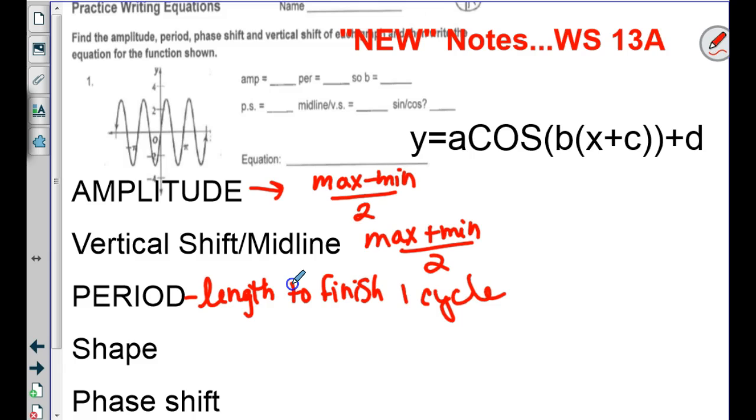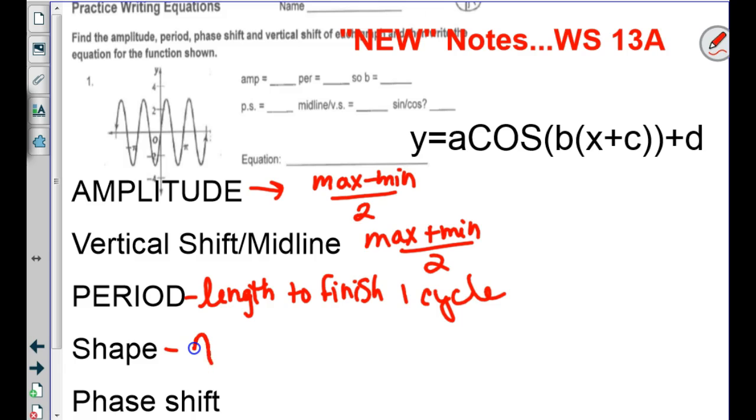Whether that's whatever the x is going across, whatever units it is, from where it starts to where it ends, one whole cycle, or from a peak to a peak, anything, it's the length of one cycle. The shape we're looking for, do the directions say we have to do sines or cosines? No? Whatever we want? Okay.